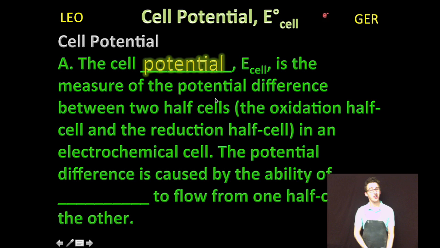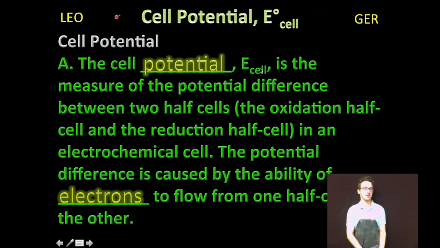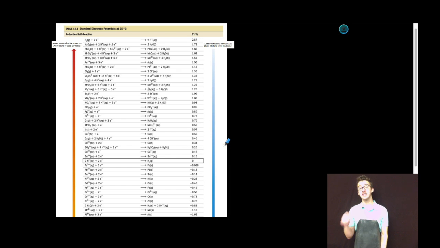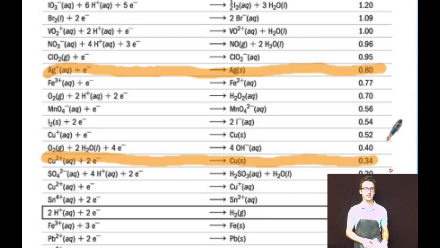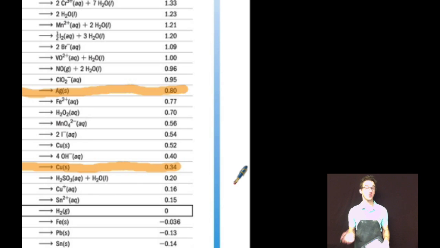All right, so when we talk cell potential, abbreviated using this letter E with this little subscript cell, it is essentially the measure of the potential difference between two half cells, oxidation half cell and your reduction half cell. And that potential difference is caused by the ability of electrons to flow from one half cell to the other. Now, as you look at a reduction potential chart, if I were to choose two substances on this list, there's a potential difference that exists between those two things.